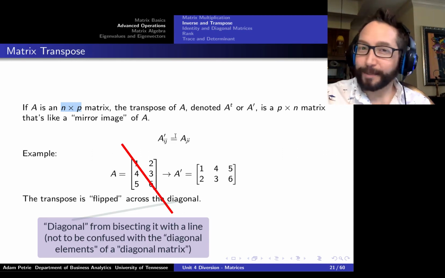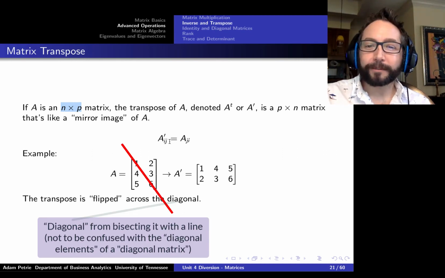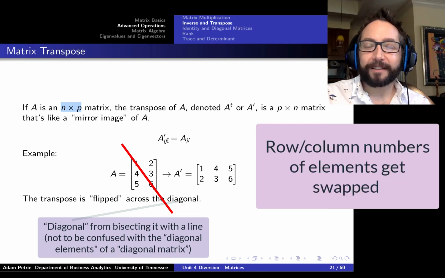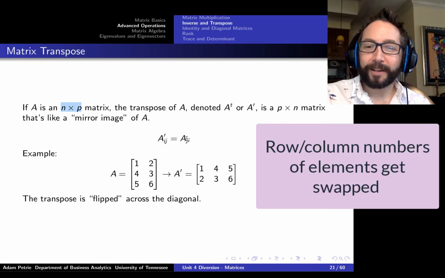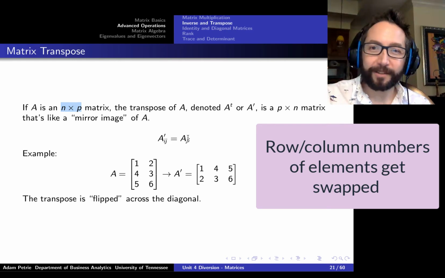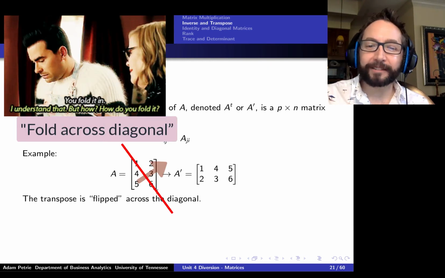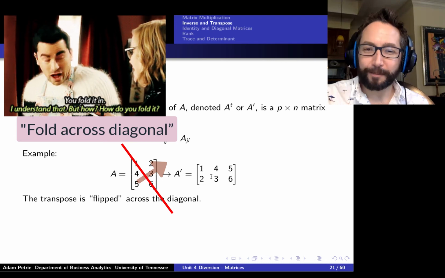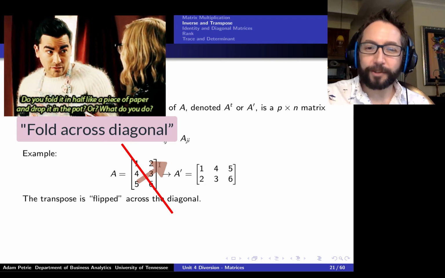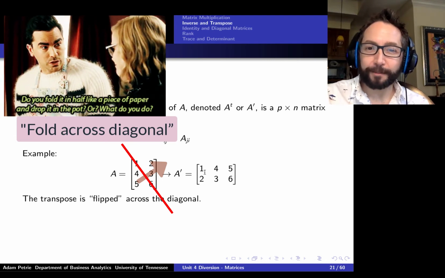How do we get the elements of the transpose? Well, the ijth element of the transpose is just the jith element of the original matrix. So just swap the positions of rows and columns. If A is this matrix right here, flipping it across the diagonal, we would end up with this matrix. So 3 rows, 2 columns becomes 2 rows, 3 columns here.